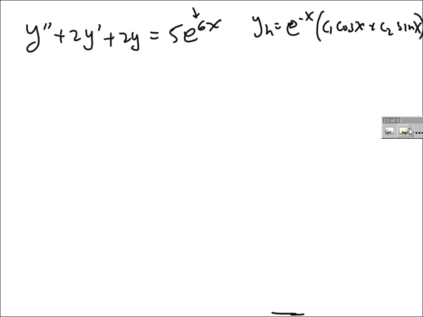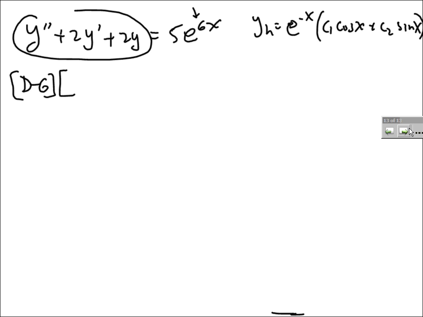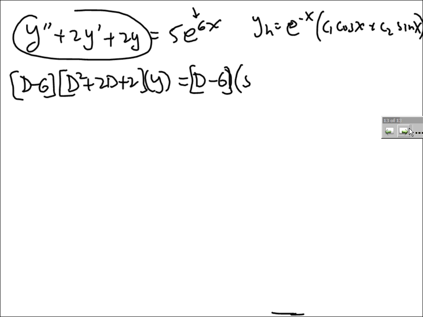So we're going to do d minus 6 and operate on both sides. When we operate it on this, that can be written as an operator, D squared plus 2d plus 2 operated on y. And when we do this to the right side, by design, that's why we picked d minus 6, we're going to get 0.